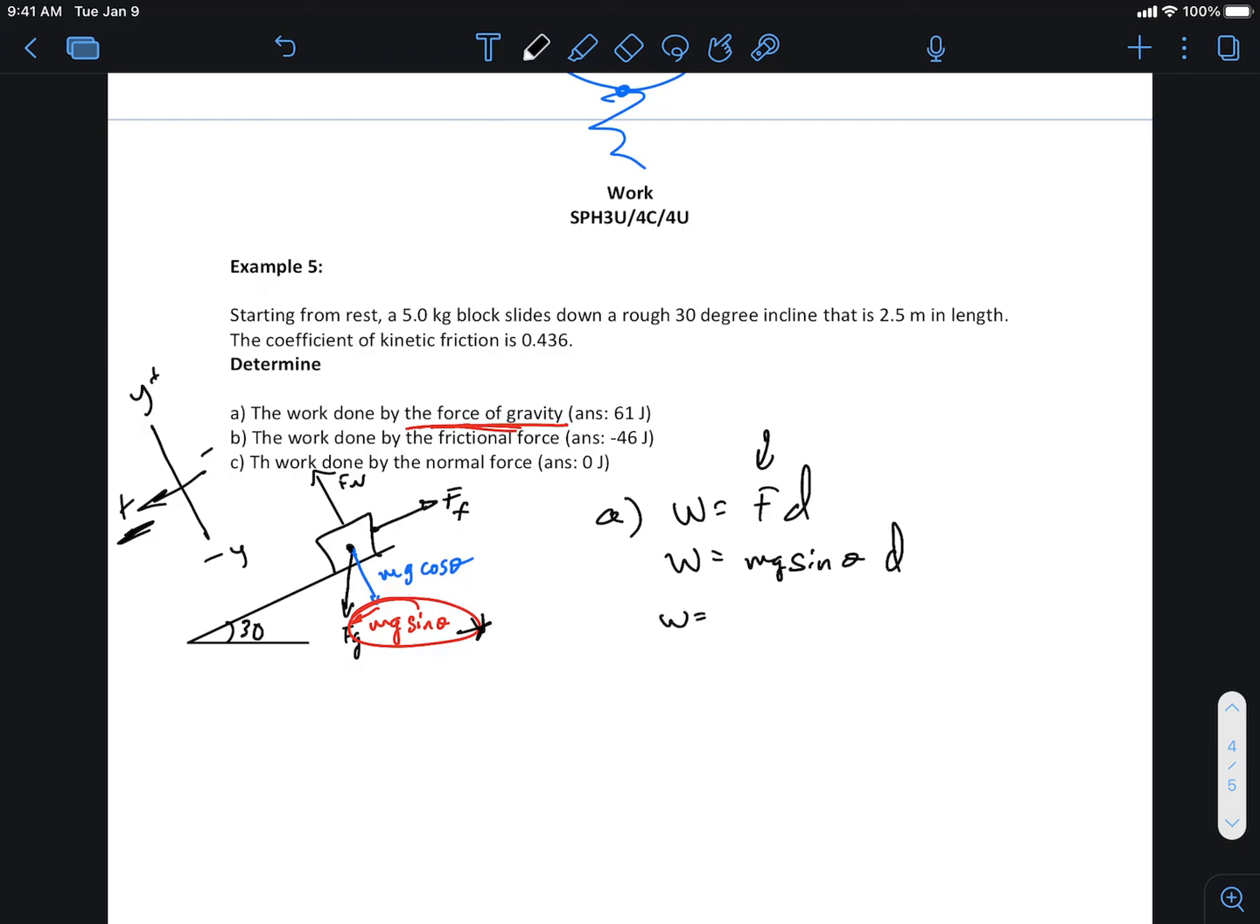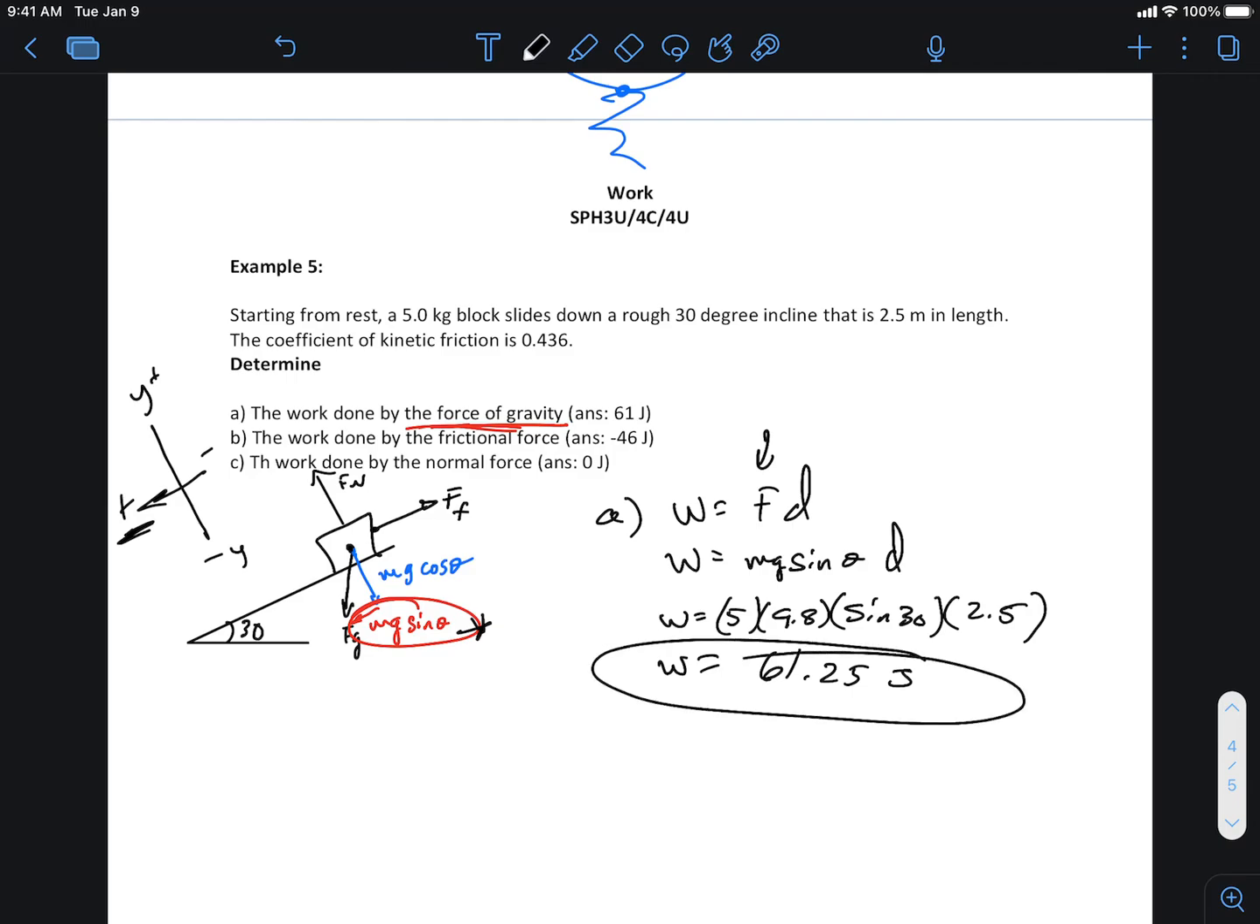You just throw in the numbers. Oops, I need the mass. Mass is 5 times 9.8 times the sine of 30 times D, 2.5. And the work here, if you type that all in, you're going to get 61.25 joules. That's the amount of work that the force of gravity has done to move this block from here to here, 2.5 meters.